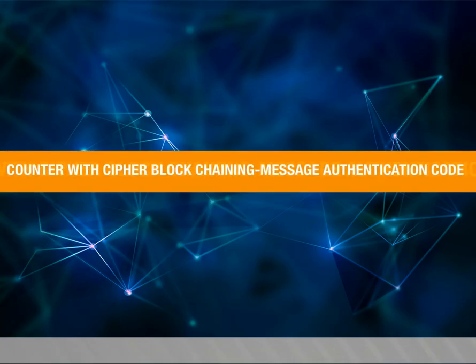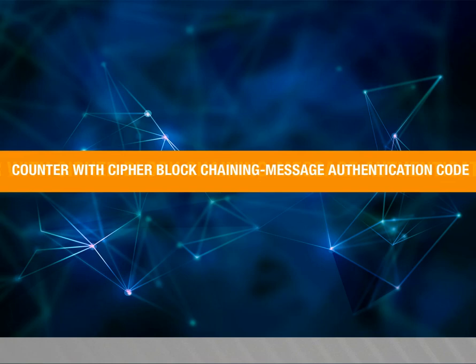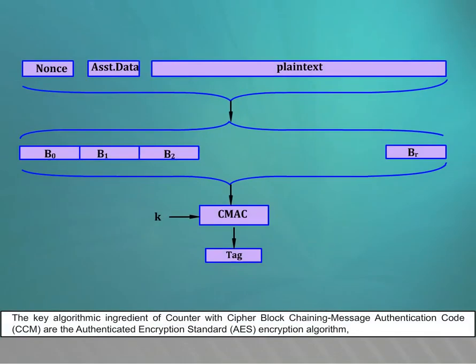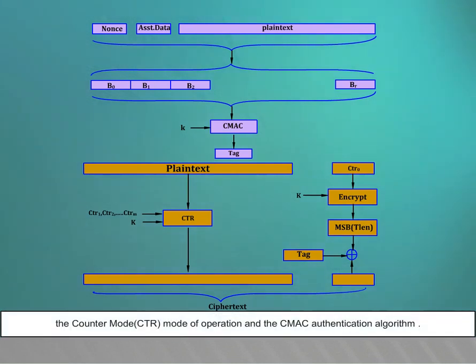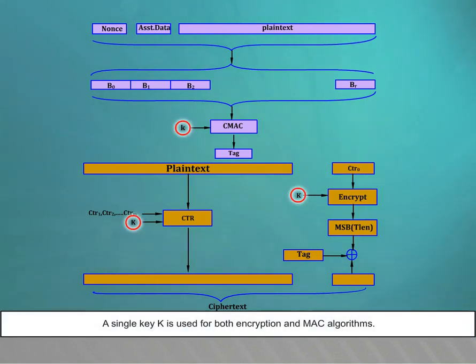Counter with cipher block chaining, message authentication code. In this video, we are going to see about counter with cipher block chaining, message authentication code. The key algorithmic ingredients of counter with cipher block chaining message authentication code, CCM, are the Advanced Encryption Standard AES encryption algorithm, the counter mode CTR mode of operation, and the CMAC authentication algorithm. A single key K is used for both encryption and MAC algorithms.